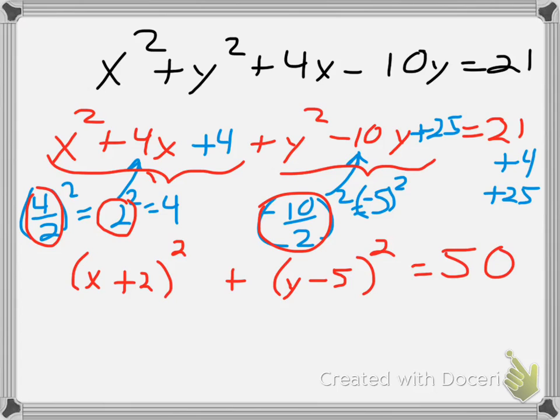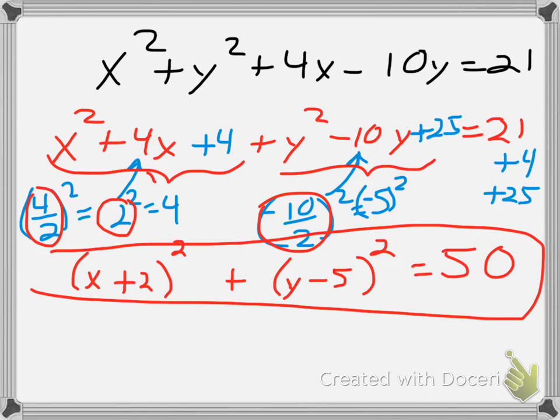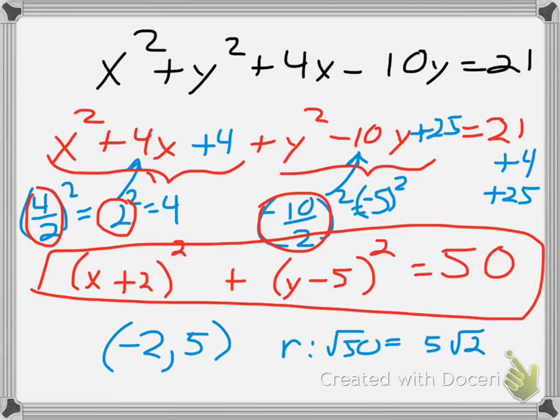Now I have the equation in standard form for the circle, which means that my center is going to be negative 2, positive 5, with a radius of the square root of 50, but I want to reduce to make this 5 square root of 2. So using completing the square, we can find the standard form of a circle from a general equation as such.